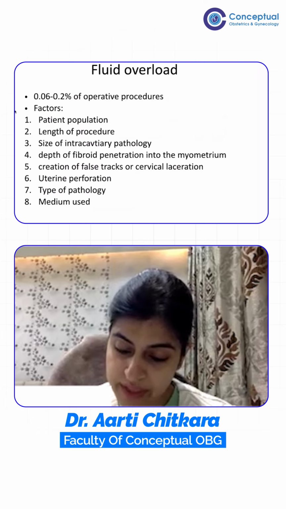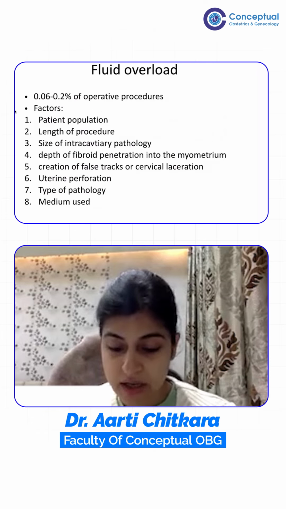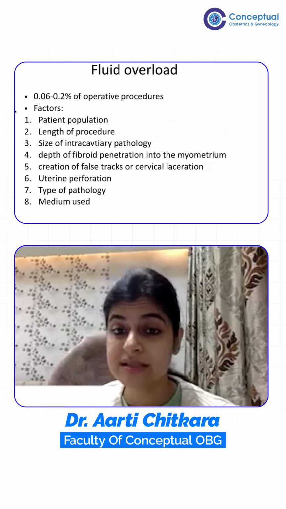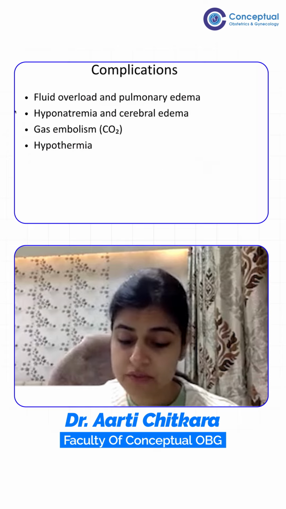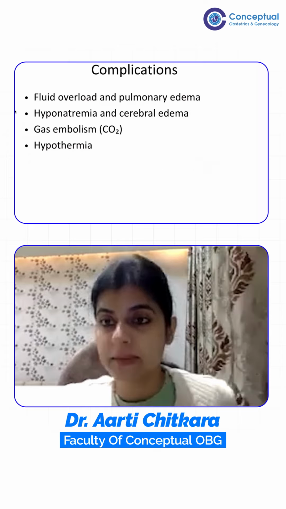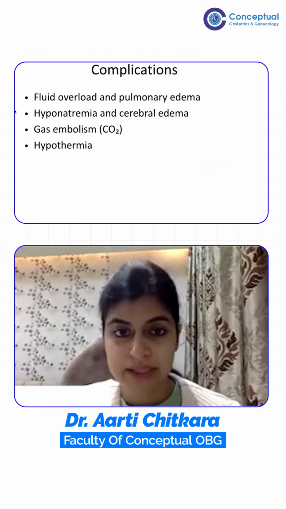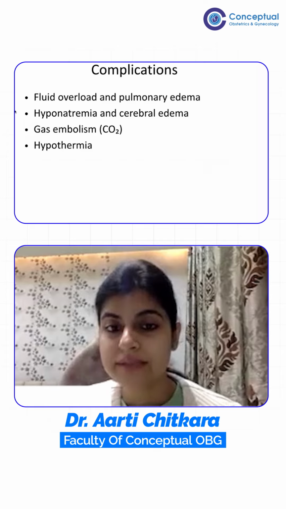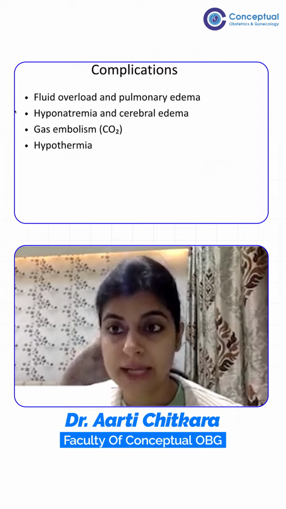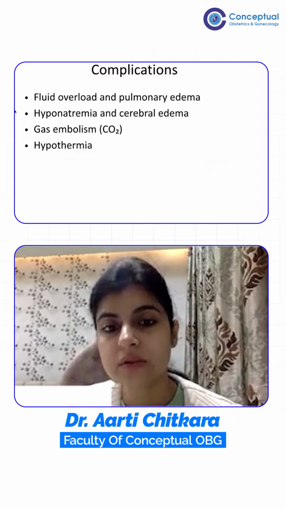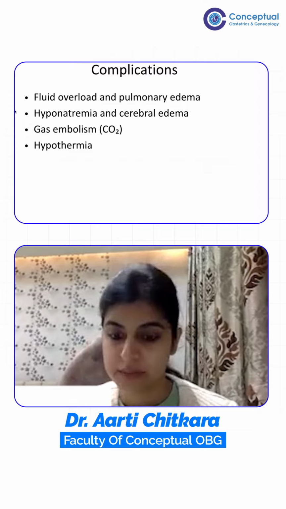Coming to complications, the incidence of complications is found to be 0.06. First, very important complications. These are the main primary complications that we're going to discuss: fluid overload, pulmonary edema, hyponatremia, and cerebral edema, which is part of the TURP-like syndrome, gas embolism because of CO2, and hypothermia.